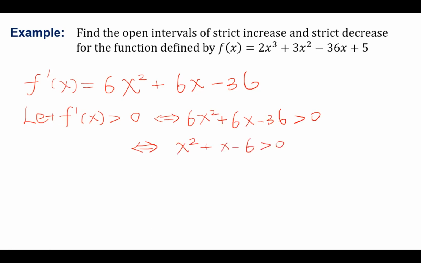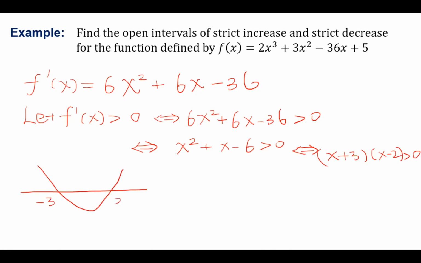So this question actually converts to a question to find any interval that makes this quadratic function greater than 0, right? So we can check that by using its graph. Apparently the left side is a quadratic function, which is opening up, and there are 2 zeros because it can be factorized to (x + 3)(x - 2) > 0, right? Therefore, we know it's opening up, and there are 2 zeros, which are -3 and 2.